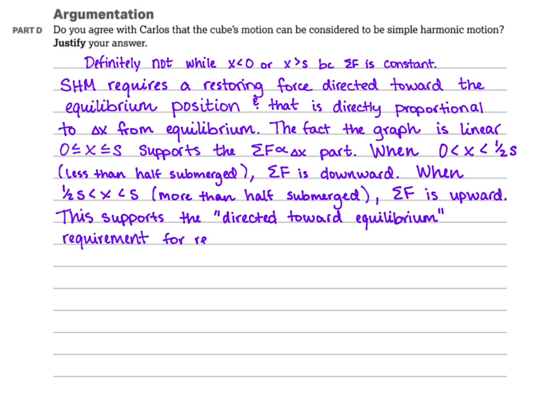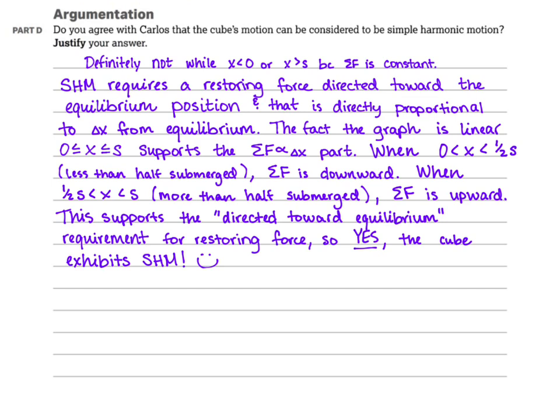So looking at our graph, it is linear, so that's going to take care of the direct relationship between the restoring force and the displacement from equilibrium. And the direction is also correct. Because when we're mostly out of the water, the net force is downwards, like it wants to pull us down to that center point. When we are mostly submerged, our net force is going to be upwards because our buoyant force is going to be bigger, so we're trying to bob back up so that we are only halfway submerged. So yeah, that works.